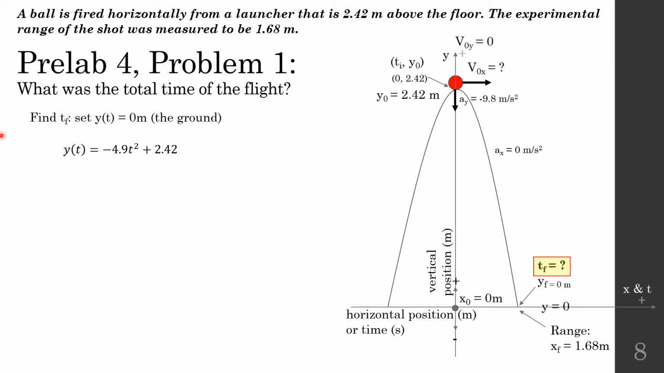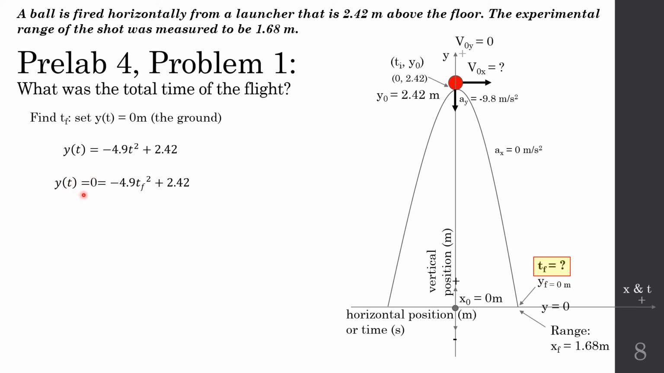If we write down what our position equation is in the Y direction, that's going to be negative 4.9 t squared plus 2.42. As I mentioned before, the velocity in the Y direction is 0, so that's why we don't have that middle t term. All right. Next thing that we're going to do is we're going to set y of t equal to 0.